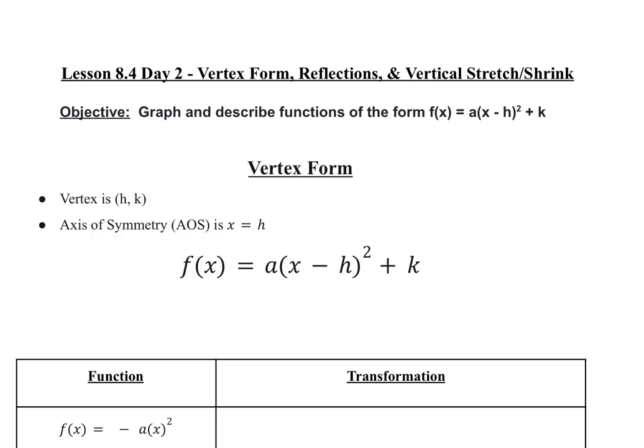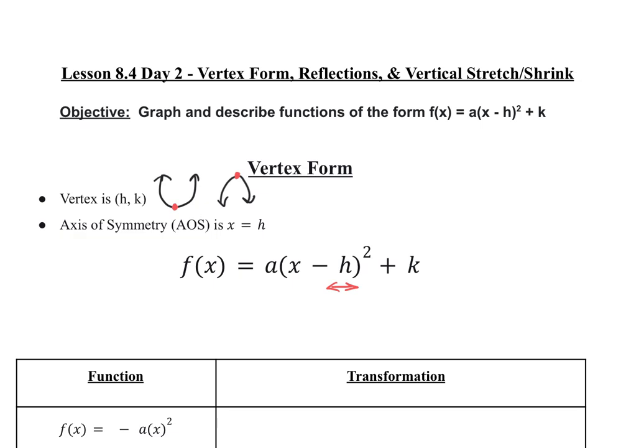Because this H is always going to move it left and right. Think horizon. Okay? We've talked about the vertex. Just kind of a quick reminder when we're dealing with a parabola. Your vertex is that very low point if it's a U shape. If it's an upside down U shape, it's that very high point.